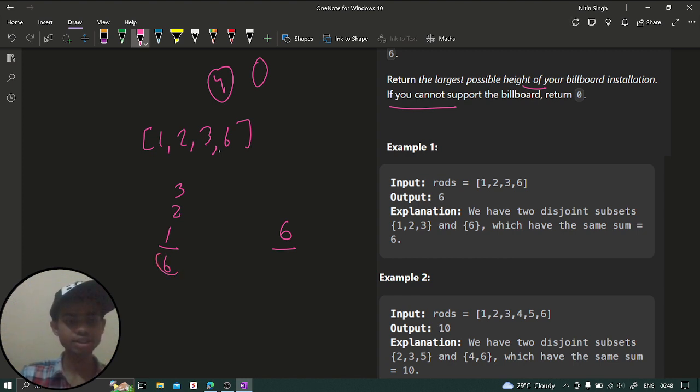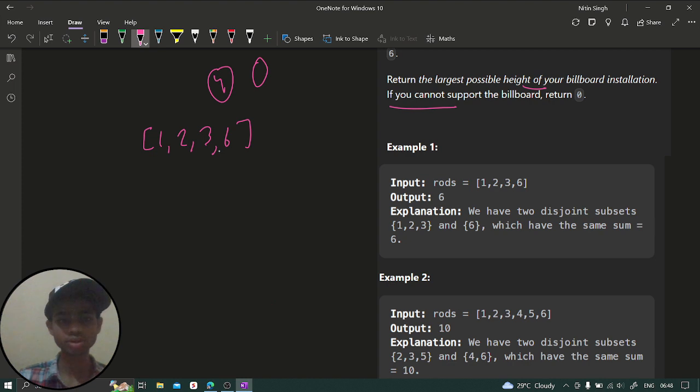So here also 6 length, here also 6 length. So we are going to say the maximum, or we can say largest height of the installation, is going to be nothing but equal to 6 only, right? So we are able to make the steel support length equal to 6, right? I hope it makes sense, right? Now let's move to the next example so that you can have a better understanding.